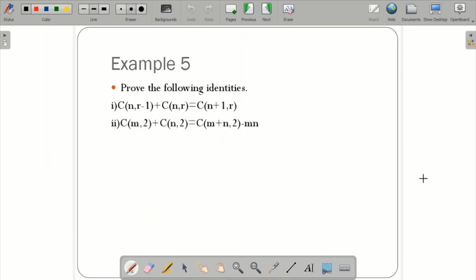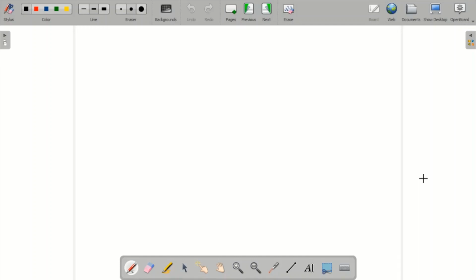Next, let us go to the example 5. In the example 5, let us solve the first one. Prove the following identities. So the first one is, prove that C of n comma r minus 1 plus C of n comma r is equal to C of n plus 1 comma r. Okay, so this we have to prove. This is equal to this. So let us take left hand side and solve.